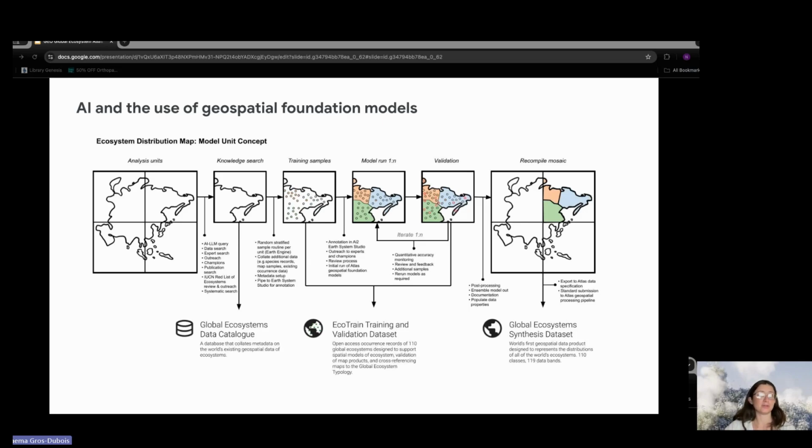So within each mapping unit, these squares that we've distributed throughout the globe, training samples are annotated by interpreting high-resolution satellite imagery supplemented by literature on ecosystems to be expected in the area, as well as some contextual data such as climate and topography, and also GBIF occurrence records of indicator species for certain ecosystems. So as you could probably imagine, some ecosystems are incredibly difficult to discern from imagery alone, so we rely a lot on this additional contextual data.